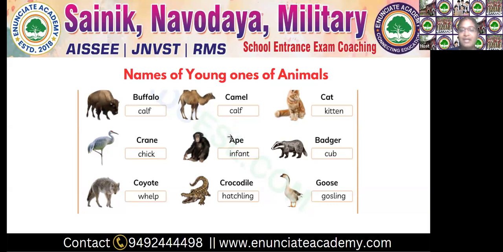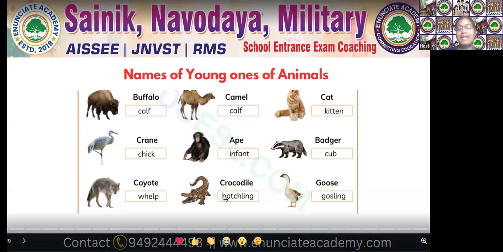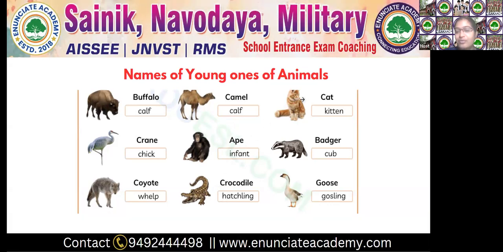The young one of ape is infant. This is ape. And the young one of crocodile is hatchling. And the young one of cat is called kitten or kit.